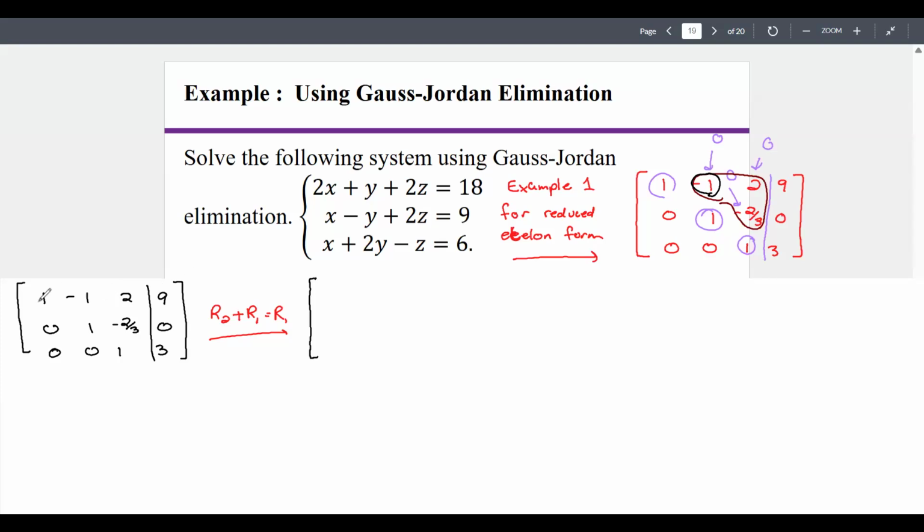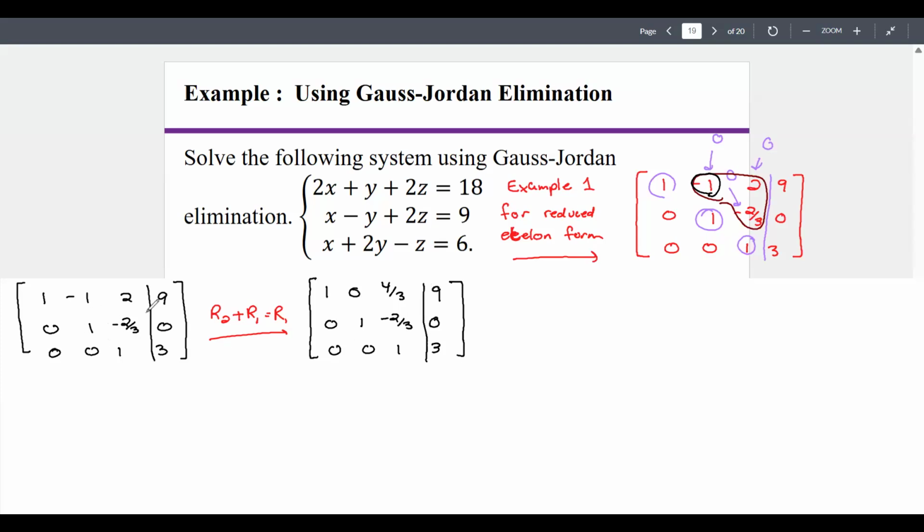So we are going to have 0 plus 1 is 1. 1 plus -1 is 0. Make sure I got this. Yep. And then we're going to do -2/3 plus 2. So 2 plus -2/3 is going to leave us with 4/3. That's going to be a 4/3 there. Then we're going to have the 0 plus 9. That leaves me with a 9. Then we'll write 0, 1, -2/3, 0, 0, 0, 1, 3.